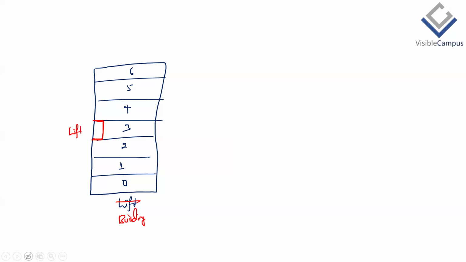Now at the same fraction of a second, the person on the sixth floor and the person on the zero floor are both pressing the lift. They want to access the lift exactly at the same time. Where will it go? Will the lift come to zero or will the lift go to six?